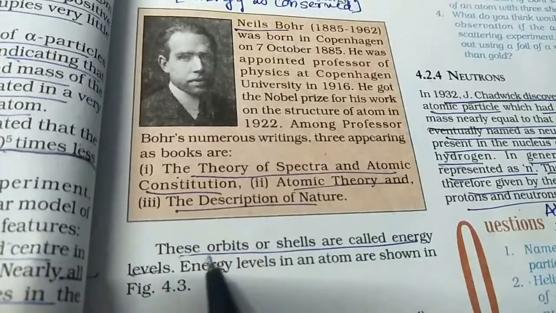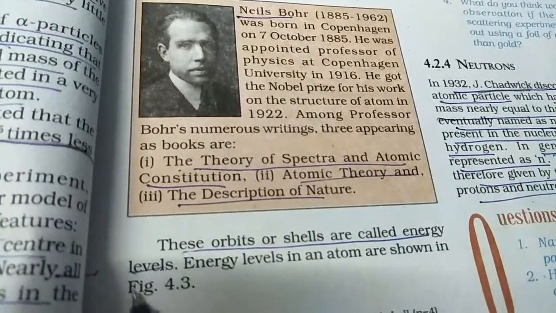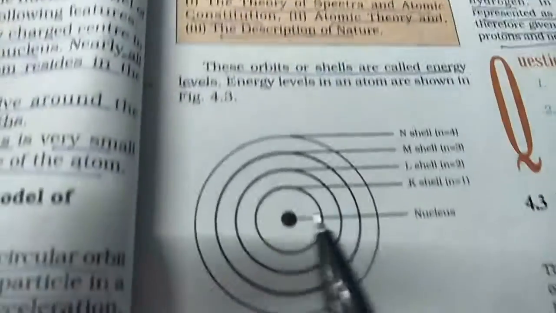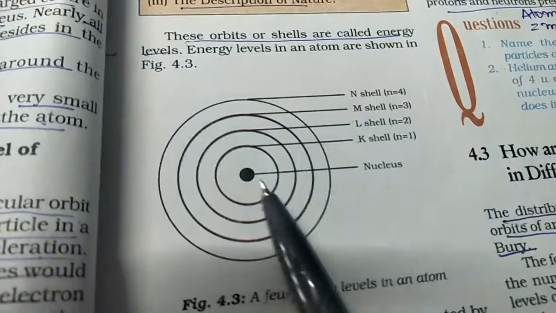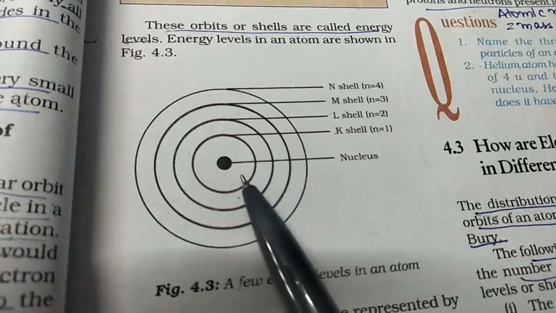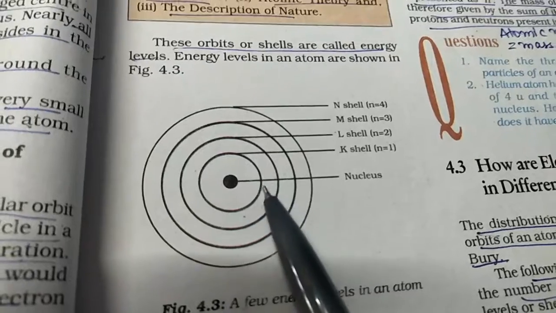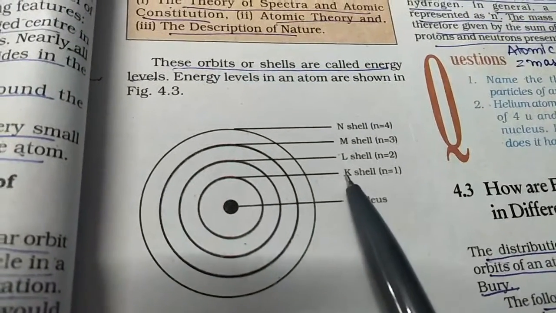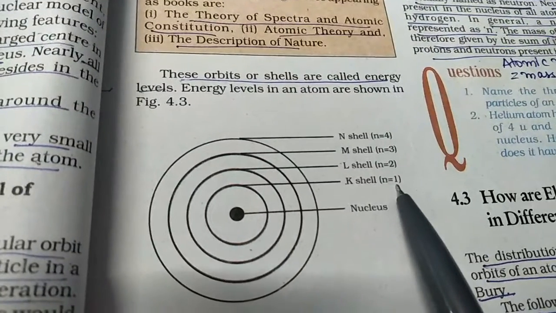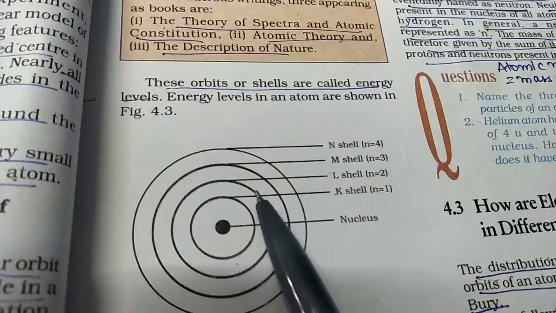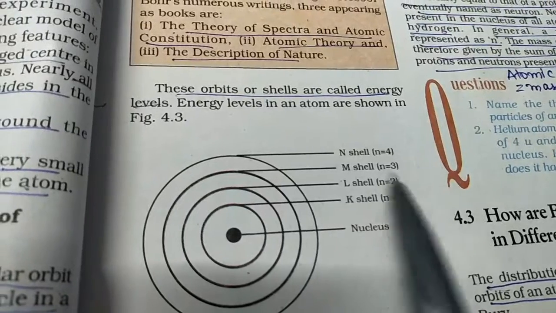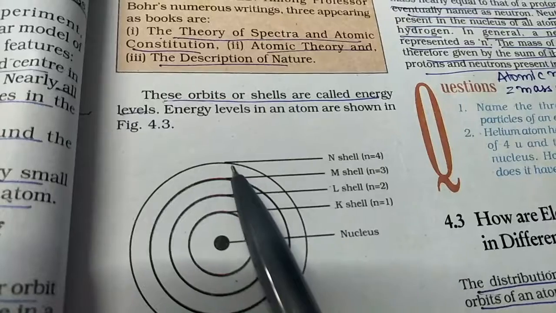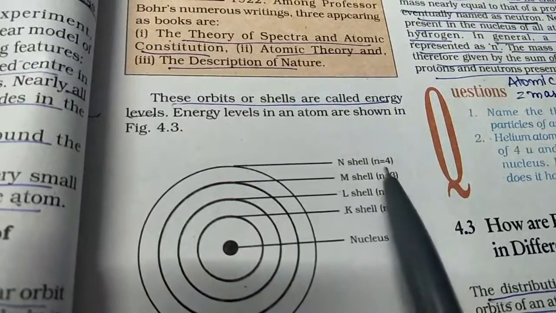Based on this theory, these orbits or shells are called energy levels. The energy levels of this atom are shown by this figure. You can see this is the nucleus. This circle is the first orbit, which is called the K shell or orbit number 1. The next one is known as the L shell or orbit number 2. Next is the M shell or orbit number 3, and the next one is the N shell or orbit number 4.